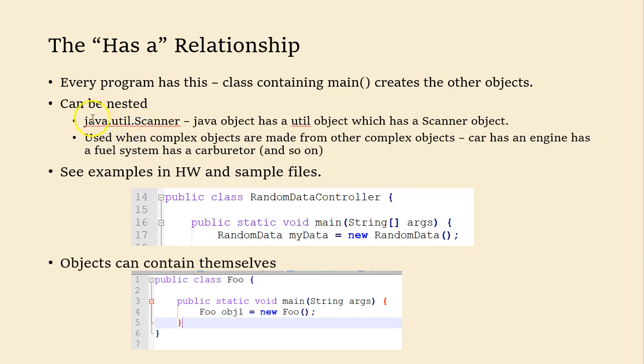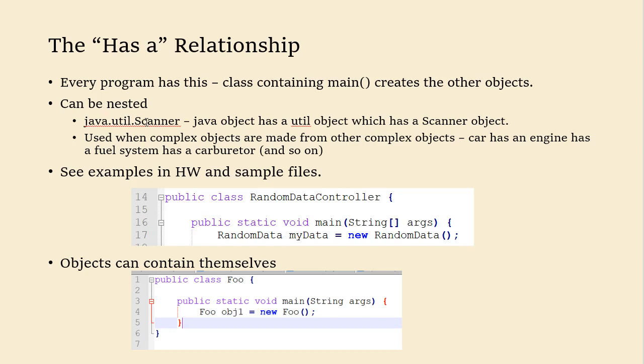By the way, we're going to talk about this referencing in a minute. java.util.Scanner, that's a good way to get hold of pre-built Java objects that are built for you. It's not a good way to do the communication. We'll talk about why in a minute. We have some examples already in the homework and the sample files.